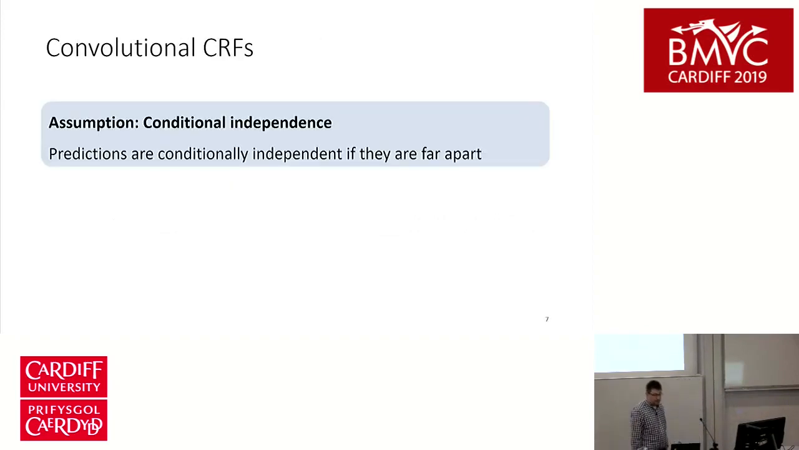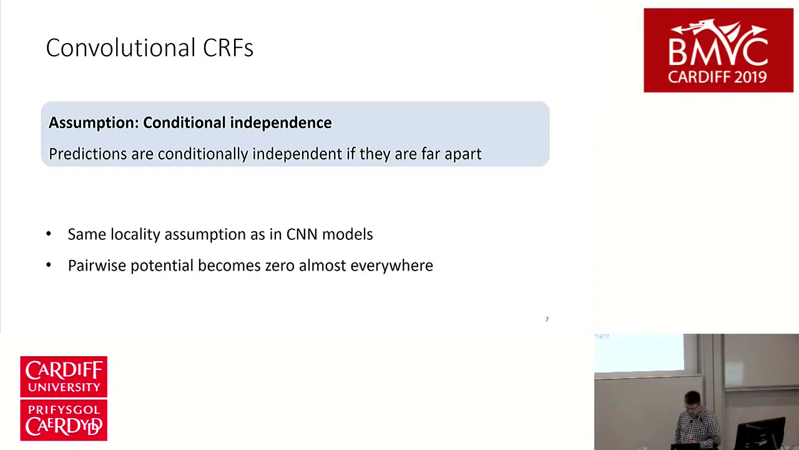So how do I do it? I do it by introducing a simple yet effective assumption. The assumption of conditional independence. I basically assume that the distributions of two pixels are conditionally independent if they are sufficiently far apart. In practice, this independence assumption essentially means my pairwise potential is zero if two pixels are a distance of k apart. K is a hyperparameter fixed before training, and we call k the filter size of the convolutional CRF.